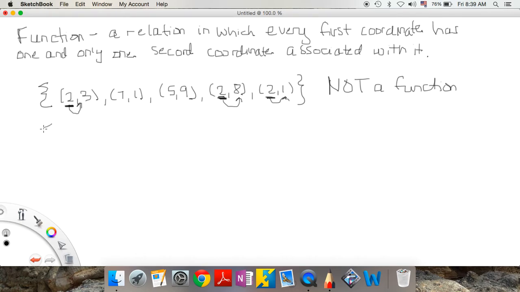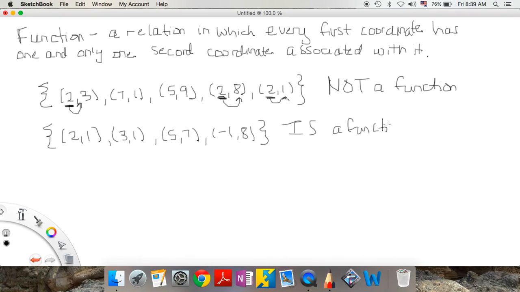Now, what if we have this relation? Okay, this one is a function because we don't repeat our first value. Now, we do repeat the second one, but that doesn't matter. For a function, all we're looking at is, does that first one repeat?